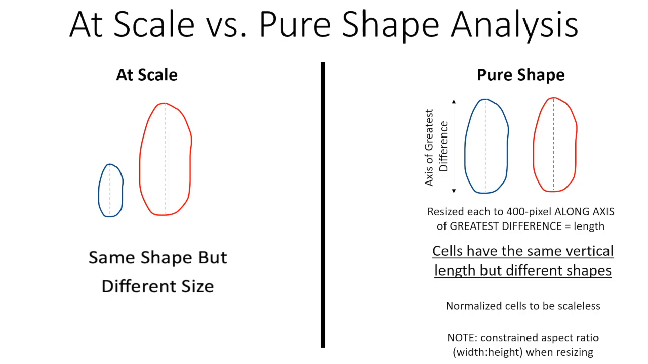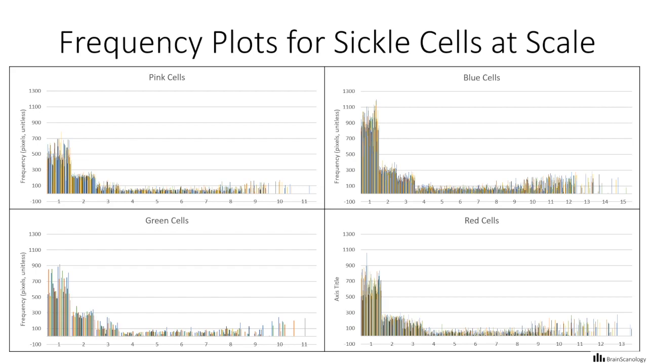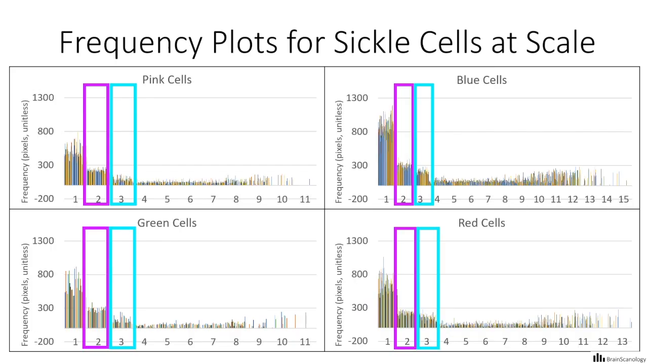In this video, we will be analyzing both sickle cells at scale and the pure shapes of sickle cells. Sickle cells at scale had both different sizes and different shapes. These were the frequency plots created using Shape Genie on sickle cells at scale for each of the 4 sickle cell shape subtypes. Comparing these 4 plots, the height of bin 3 relative to bin 2 changes between cell shape subtypes.